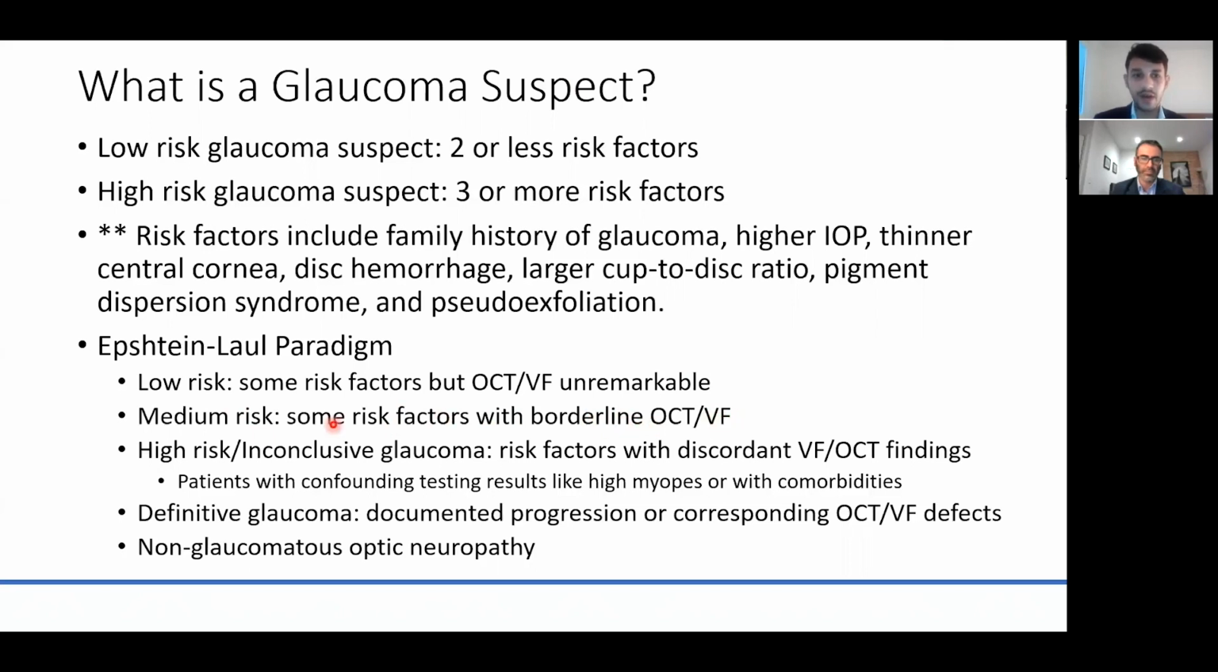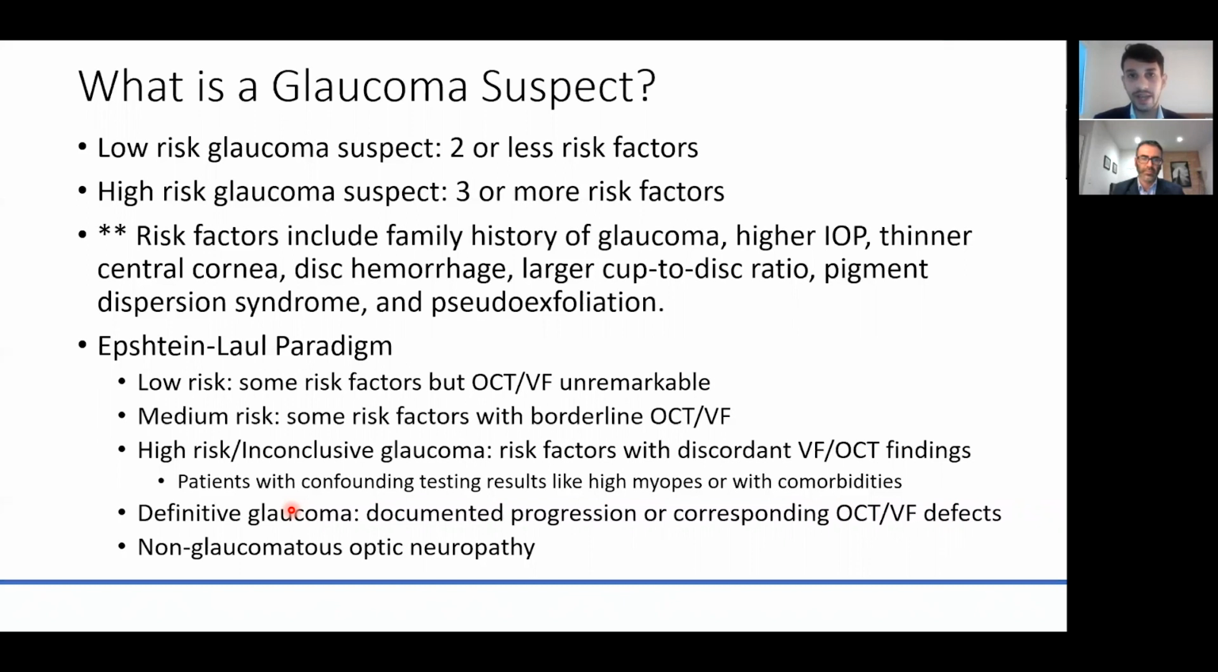And then we have high risk or inconclusive glaucoma patients. So these are the patients that have significant risk factors, and maybe they have discordant visual field and OCT findings, or maybe they have something else that's confounding your test results, like high myopia or other comorbidities. So it's actually pretty hard to tell if these patients have glaucoma. And then, of course, we have the patients with definitive glaucoma. Either you have documented progression, or you have corresponding visual field OCT defects on these patients.